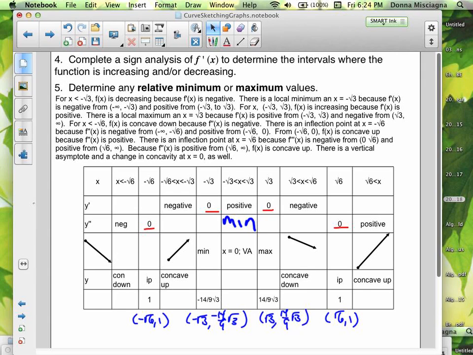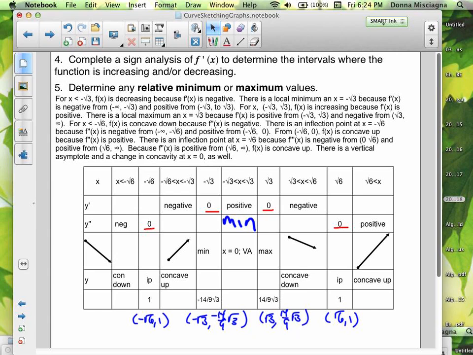For x less than negative square root of 6, our function is concave down because the second derivative is negative. There's an inflection point at x equals negative square root of 6 because our second derivative is negative from negative infinity to negative square root of 6, and positive from negative square root of 6 to 0. From negative square root of 6 to 0, our function is concave up because our second derivative is positive.